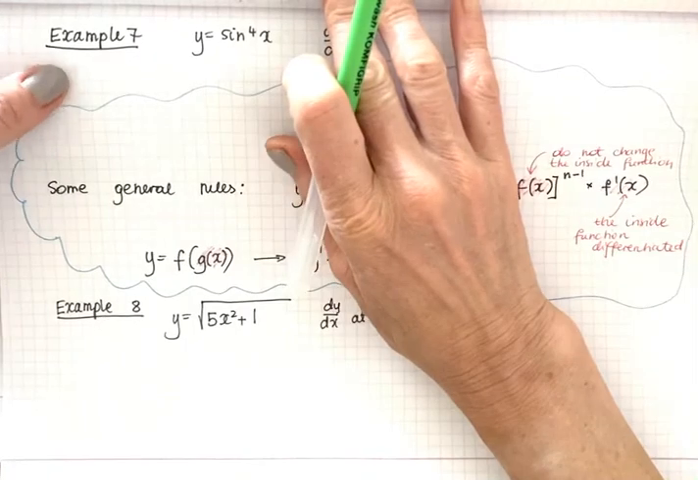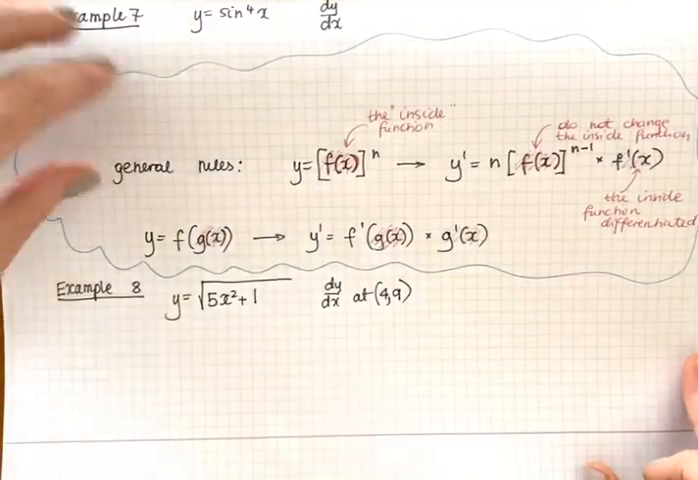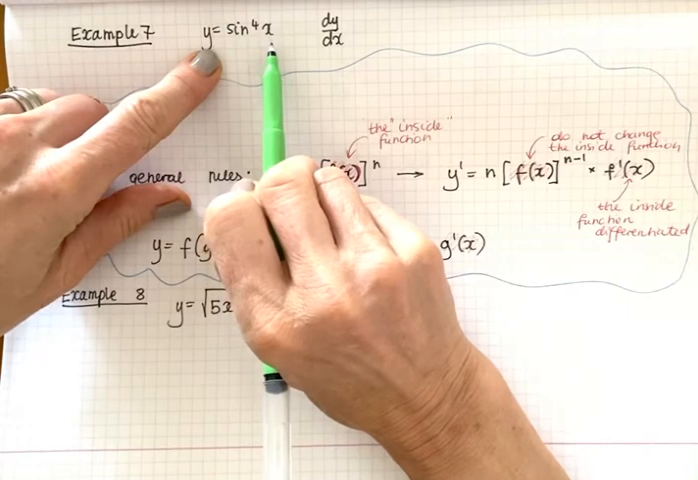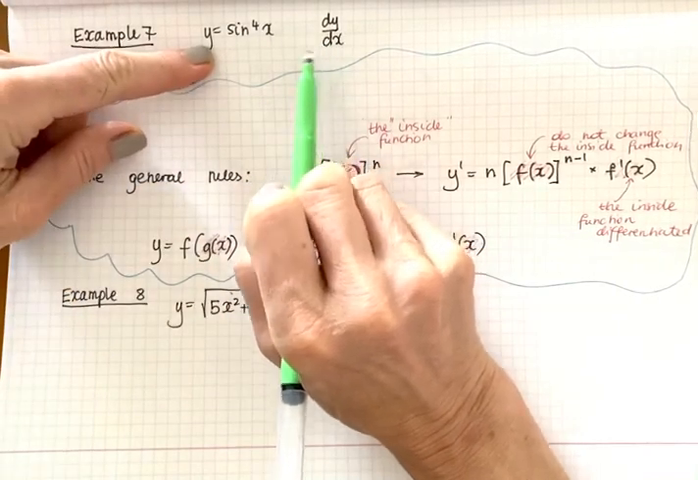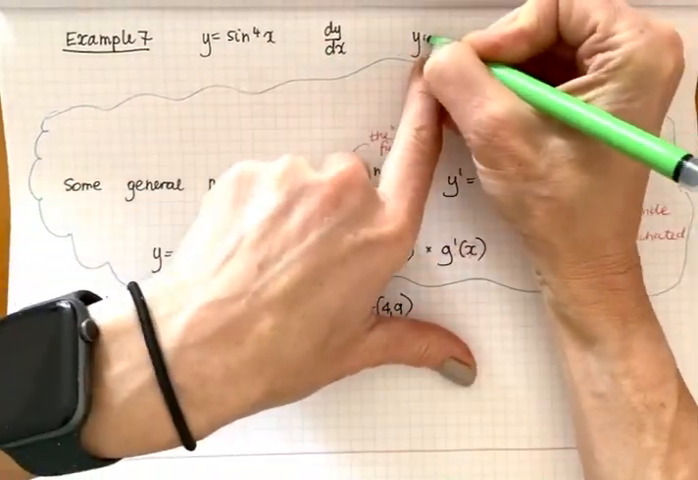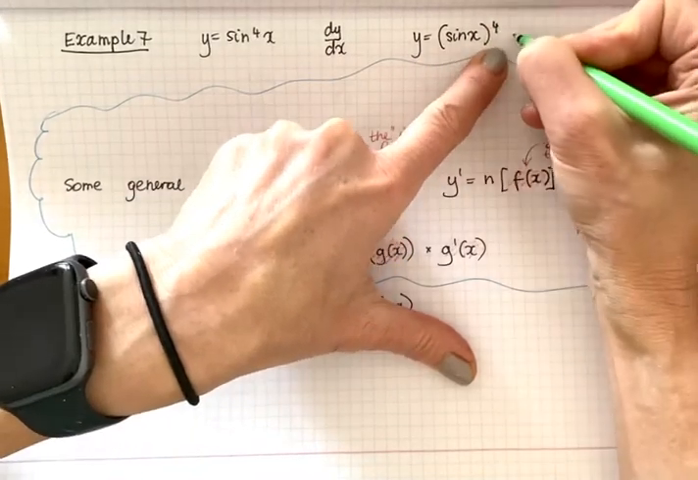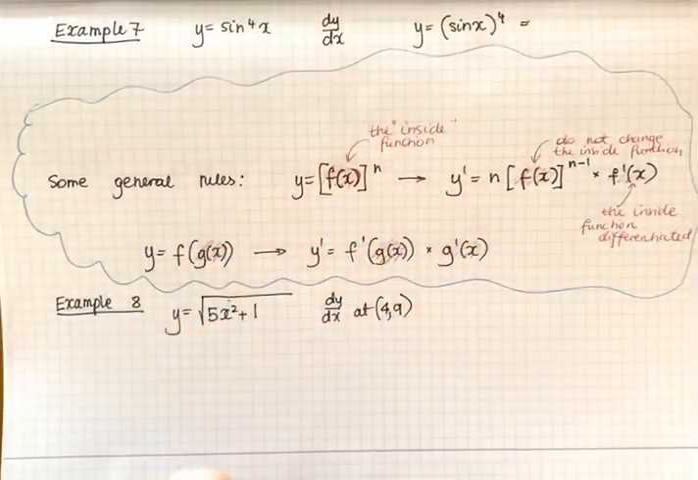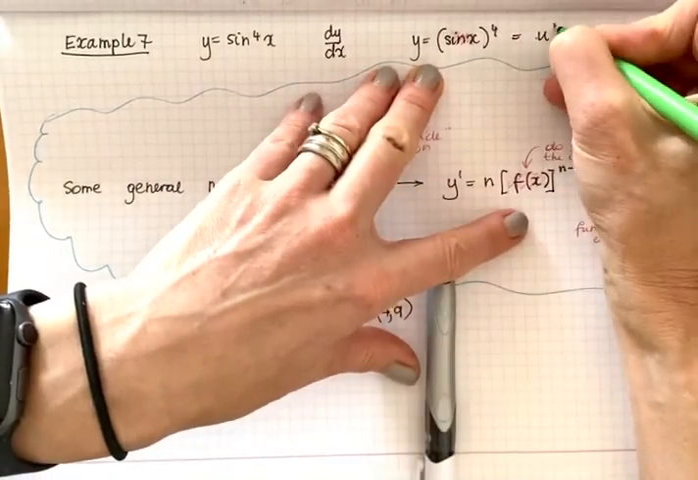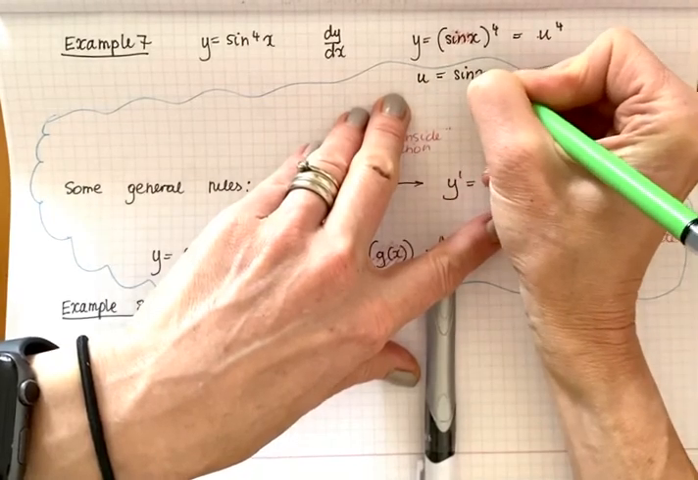Okay, so let's have a go at example 7. So here we've got sine to the power 4 x, and we have to find dy dx. We'll look at some general rules in a minute, but over here what we've got is y equals, you need to realize that we've got sine x to the power of 4. So we are going to replace our inside function, which is our bracket here, with u. So it's u to the power of 4. But what was u? u is sine x.